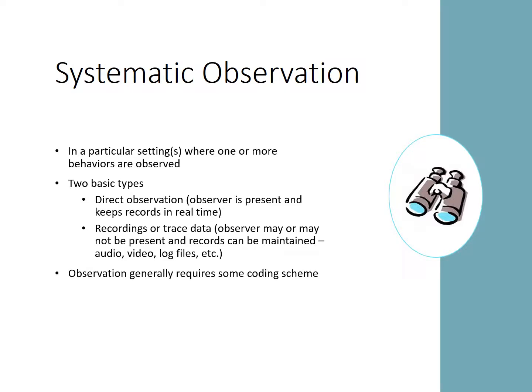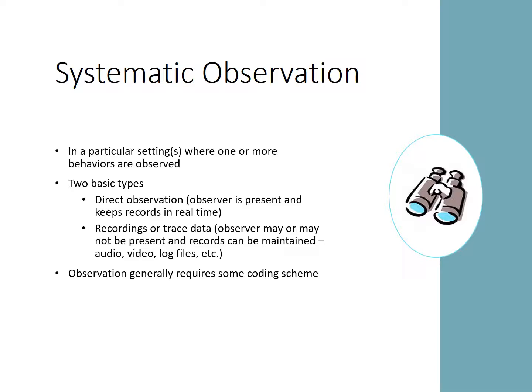Observations generally require some sort of coding scheme, so I'm deciding how to classify that behavior. For example, in the study I was looking at with the kids playing in centers, I was also coding if they were playing by themselves or with one other person or in a group. So I was looking at the social aspect of their play. And if you know anything about child development, some of that play was interactive and sometimes it was parallel.